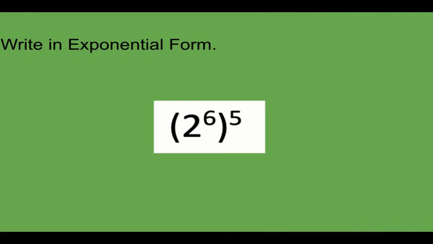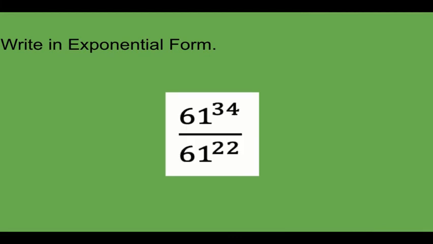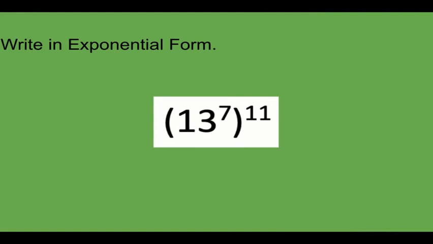Try this one. The answer to this would be 2 to the 30th power because 6 times 5 is 30. Here, I just mixed up some more problems, but try this one out. 13 to the 7th to the 11th power. This would be 13 to the 77th power.